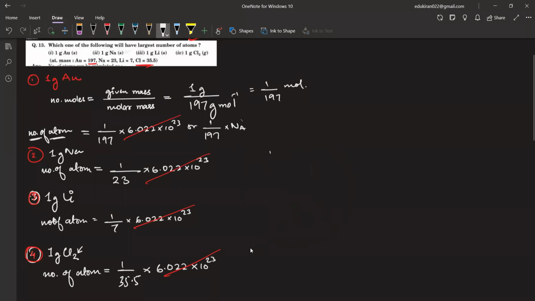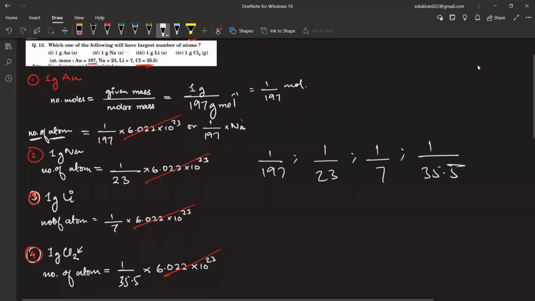We have 1 upon 197, 1 upon 23, 1 upon 7, and 1 upon 35.5. A, B, C, and D. Which is the largest? Please write in chat. Now it is math. No more chemistry.